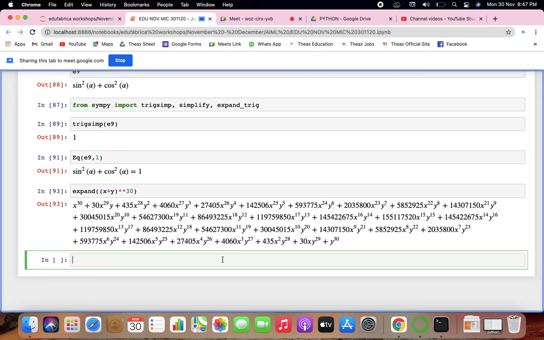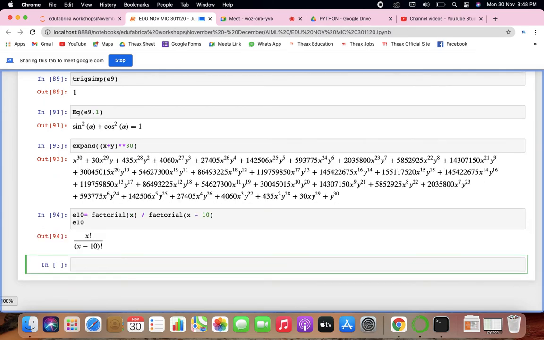Expanding your factorials, see, if I say that E10 is equal to the factorial of this x divided by the factorial of x minus 10. So my E10 looks like this: factorial of x by x minus 10. Very simple. Okay. Now if I use this combinatorics here, it would work as permutation and combinations, you know, right?